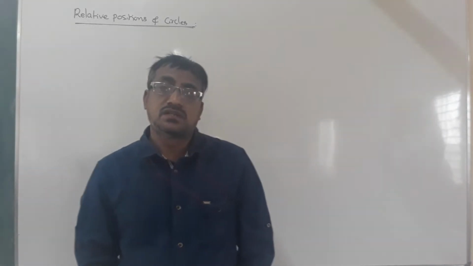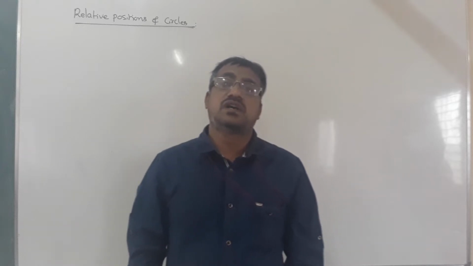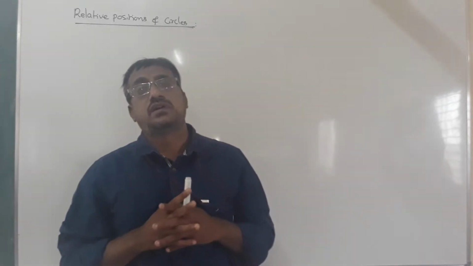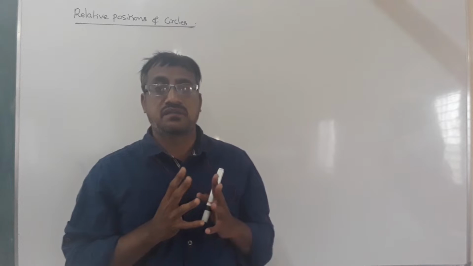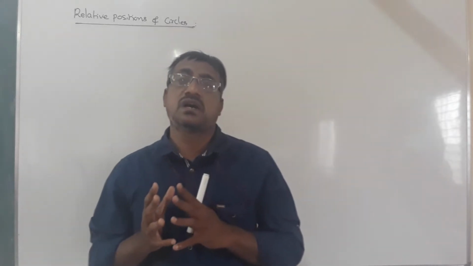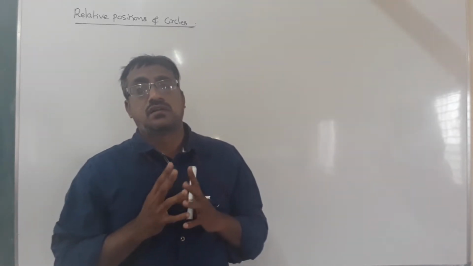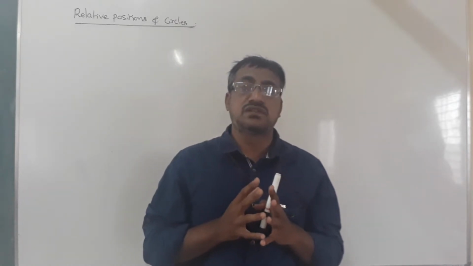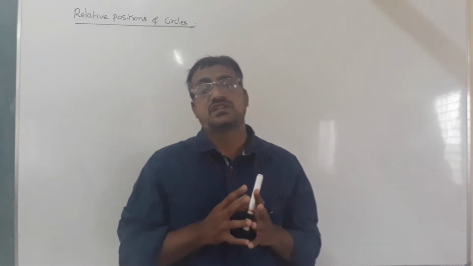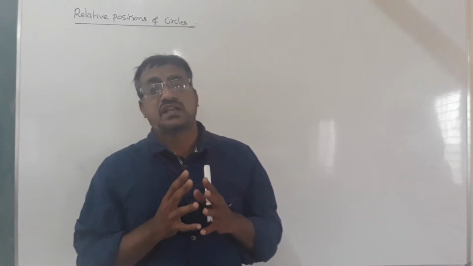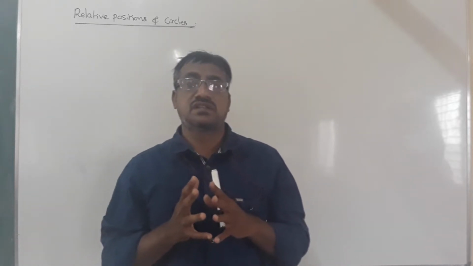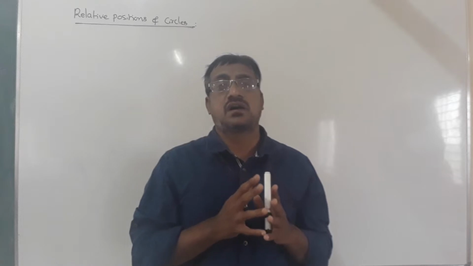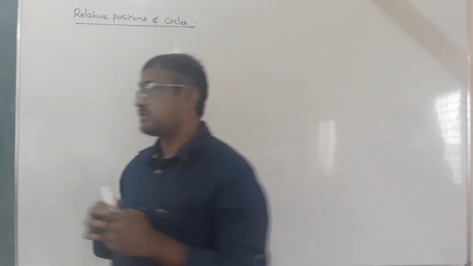Good morning students. In today's class we are going to discuss the relative positions of a circle with respect to another circle. Now let us consider two circles S equal to 0 and S dash equal to 0 with their centers C1, C2 and radii R1, R2 respectively.